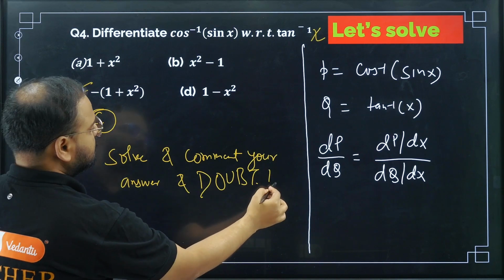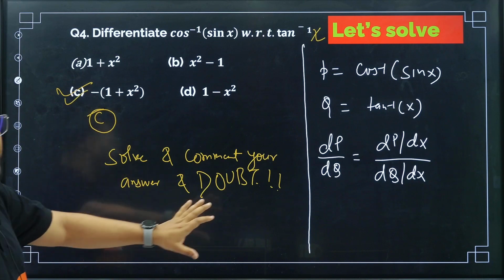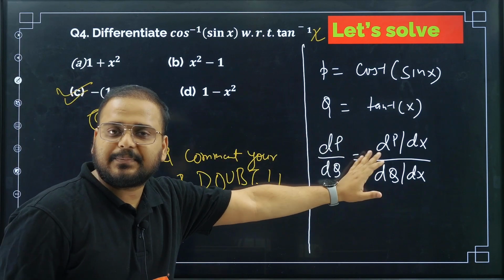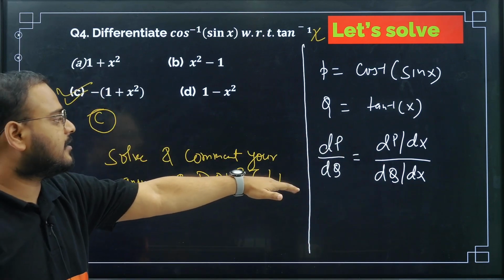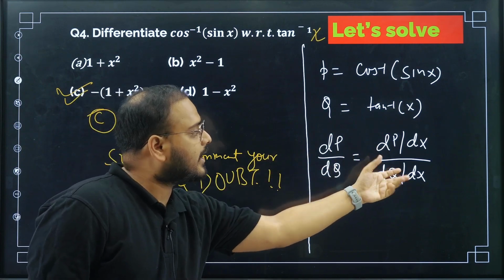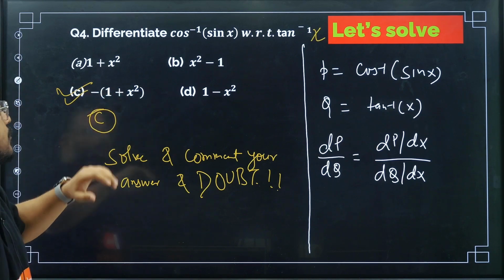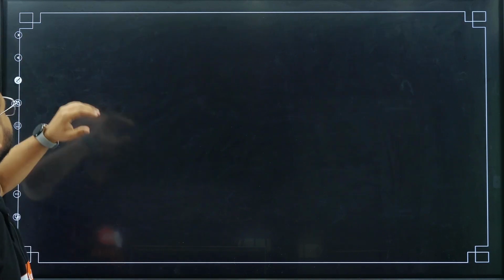Okay, all right, let's move on to the next part. You can solve this, right? P is given, Q is given. Find the expression dp by dx, and put it in this for dp by dq. If you put this in this equation, you'll get a result that will come as minus of 1 plus x square. Let's move on.